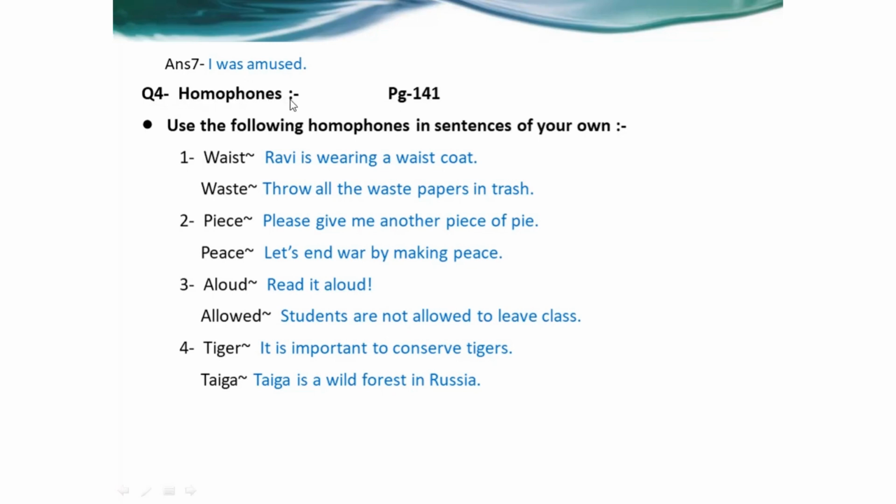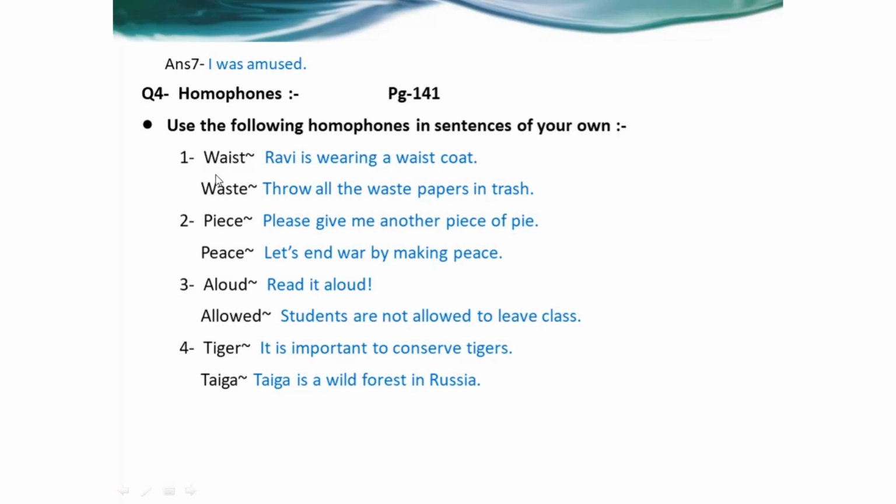So what are homophones? Homophones are basically words which have the same sound, but the spellings are different and also the meanings are different. Okay, but their sound may be the same. So we are given 4 words that we are going to practice. This homophones exercise is given on page 141. This is what you're going to write in your notebooks, and the question is, use the following homophones in sentences of your own. Okay, number 1, waist.